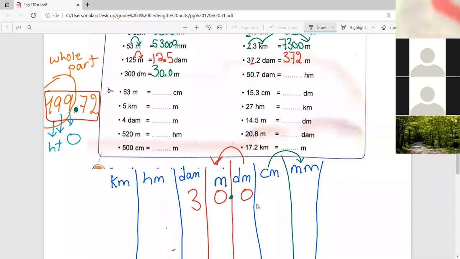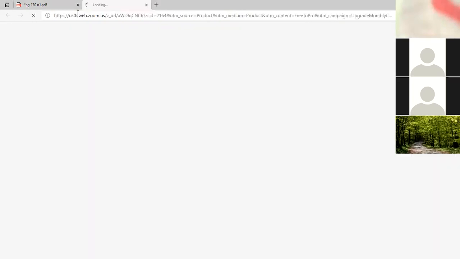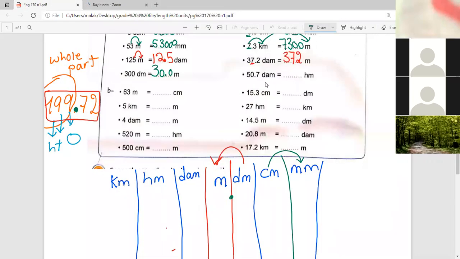Okay Hassan, Raneem, yes. 50.7 deca. First we put seven on... Raneem, pay attention, it's a decimal number, not a whole number. Which digit is the ones? The zero. Where should I place zero? Under deca. Okay, now copy it, 50.7. Five under hectare, then the point, then we put seven.